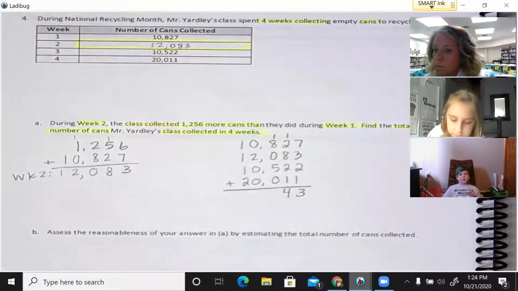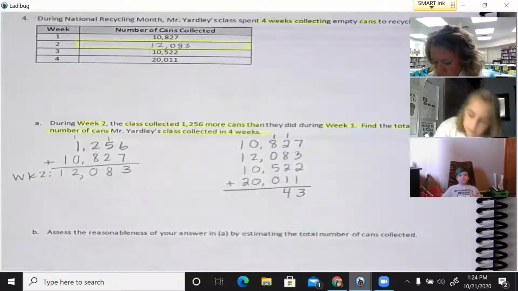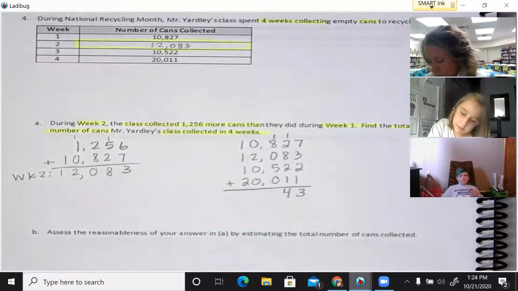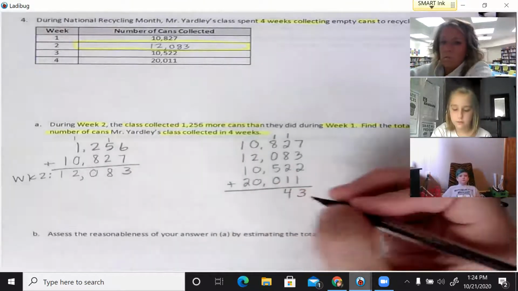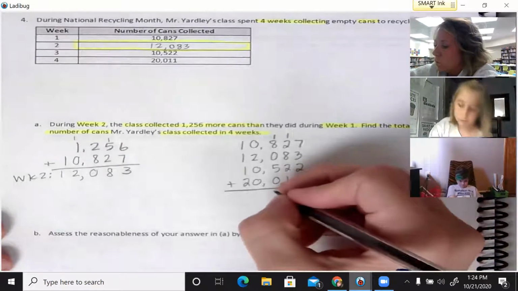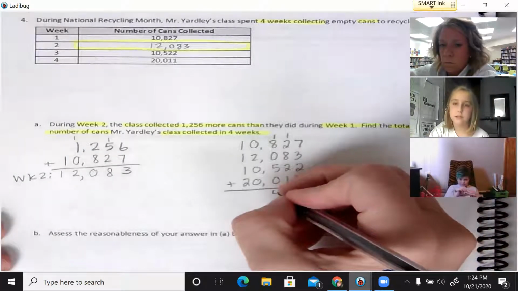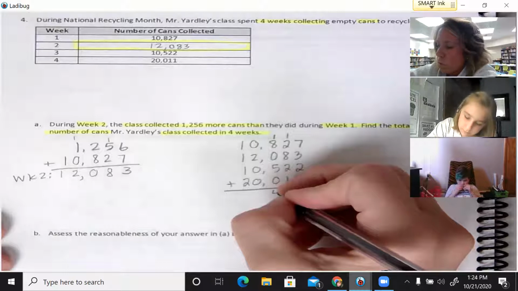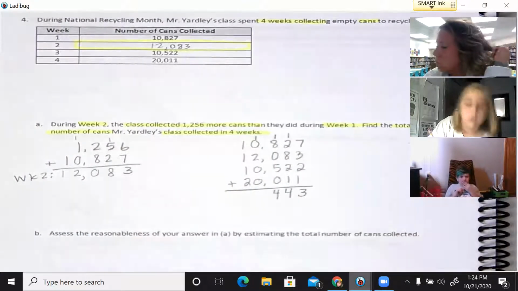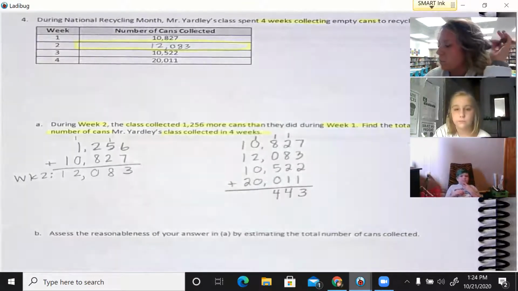So, okay. 1 plus 8 is 9. 9 plus 0 is just 9. 9 plus 5 is 14. And then 14 plus 0 is just 14. So you'd put a 4 in the column and then put a 1 on top of the next column. Very good. Peyton?